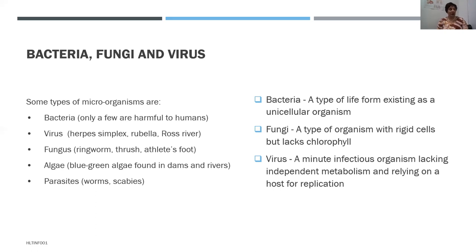The definition of bacteria is a form of life existing as a unicellular organism. A fungus is a type of organism with rigid cells that lacks chlorophyll. And a virus is a minute infectious organism, lacking independent metabolism and relying on the host for replication.